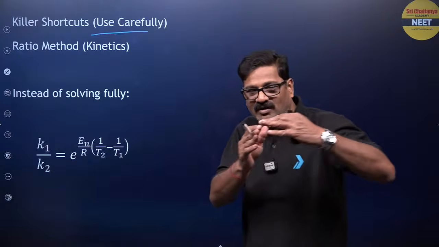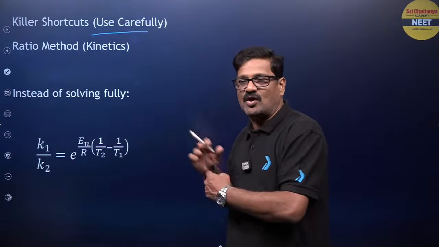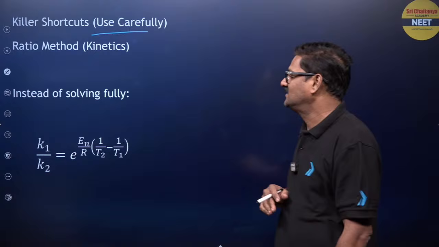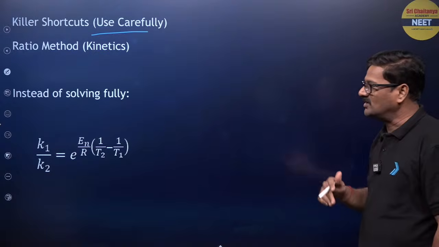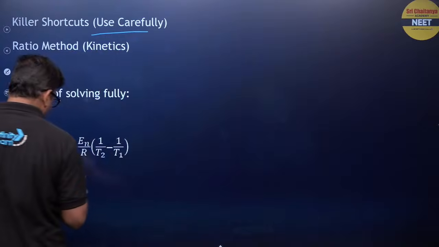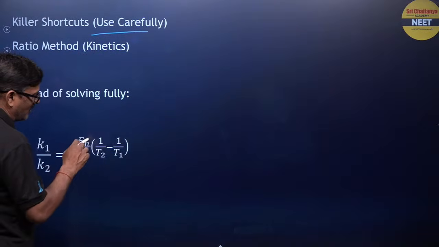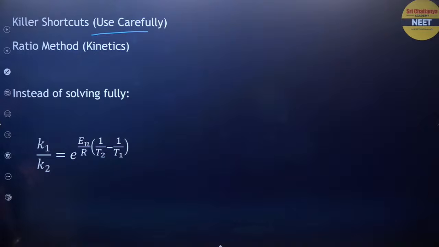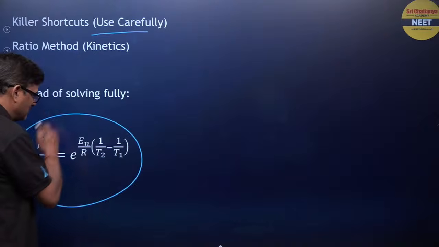Sometimes you need not run through the long calculation process. You can use the ratio method in kinetics instead of solving fully. So K2 by K1 is equal to exp of Ea by R times (1 by T1 minus 1 by T2). You can use this ratio method, right?